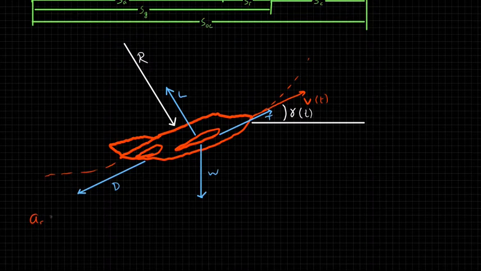And if you'll recall from dynamics, a sub R, I want to do this in a different color just for clarity's sake. Let's use green. A sub R is equal to V squared, where V is the tangential velocity, divided by the radius of curvature, capital R. Okay, so hang on to that for just a minute.